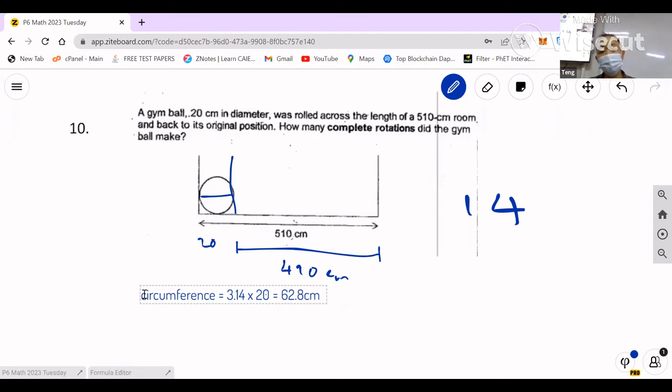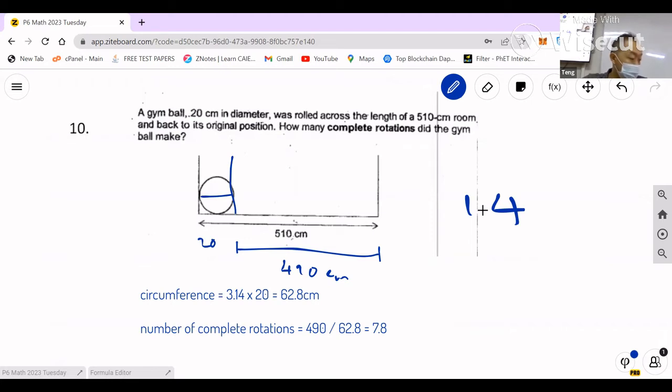And because it traveled 490 cm, so go there and come back. Okay, how many complete revolutions? So number of complete rotations equals 490 divided by 62.8. So you got 7.8. Okay, they are looking for complete rotations, so we cannot round off to 8 because it did not complete the 8th round. So the answer is 7. Wait, what is the 7?